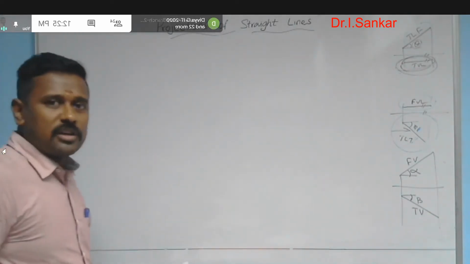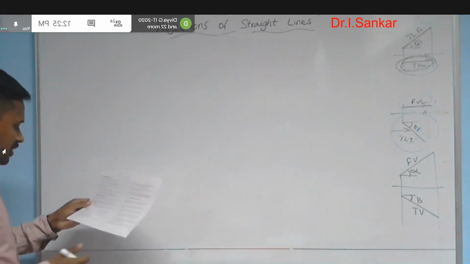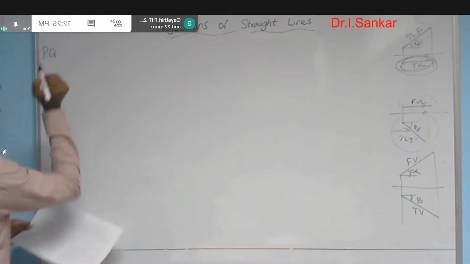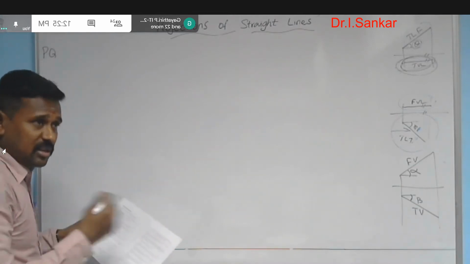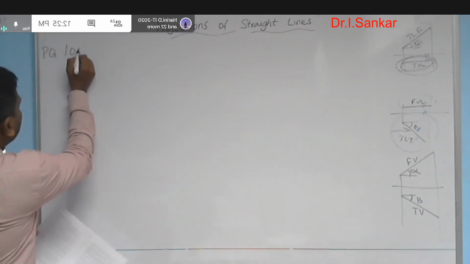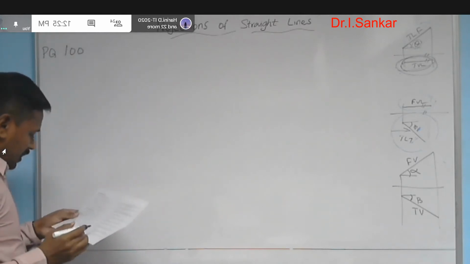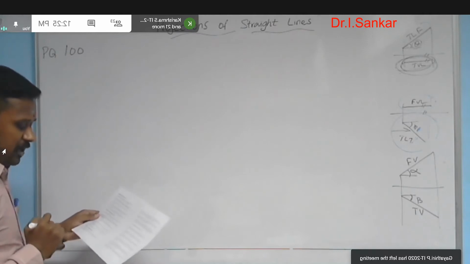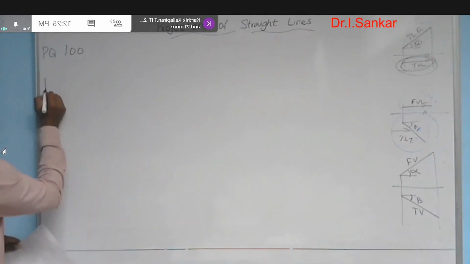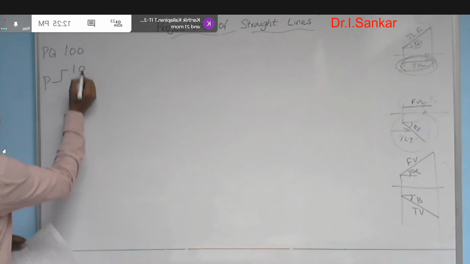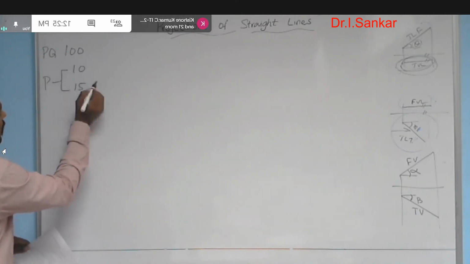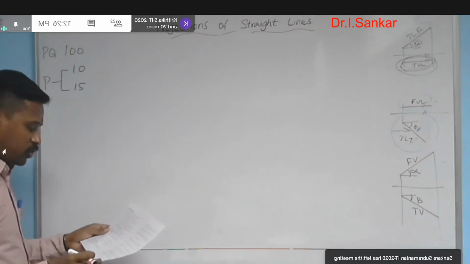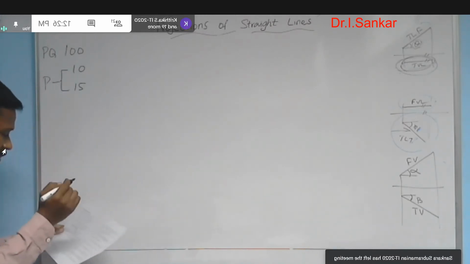First of all, we have to write the given data. The straight line name is given as PQ, and the length of the line is given in the question, that is 100 mm. And the end P is 10 mm above HP and 15 mm in front of VP. The front and top views are 70 mm and 86 mm long.